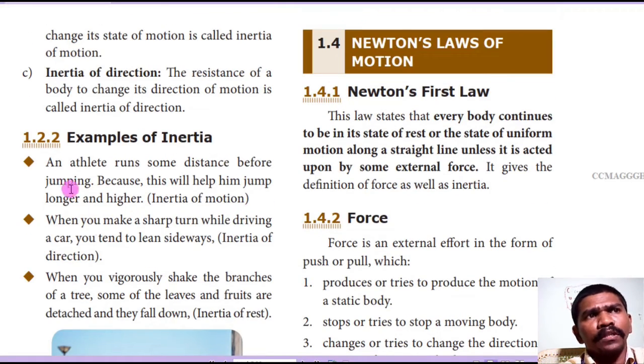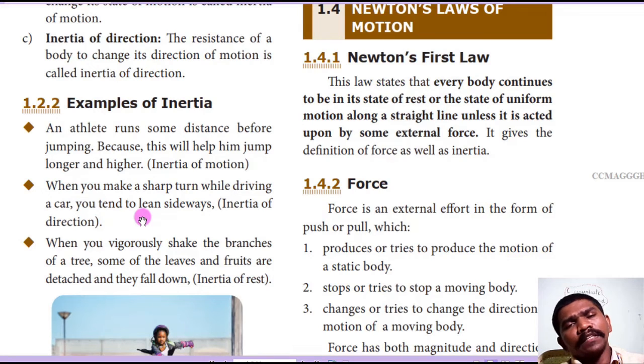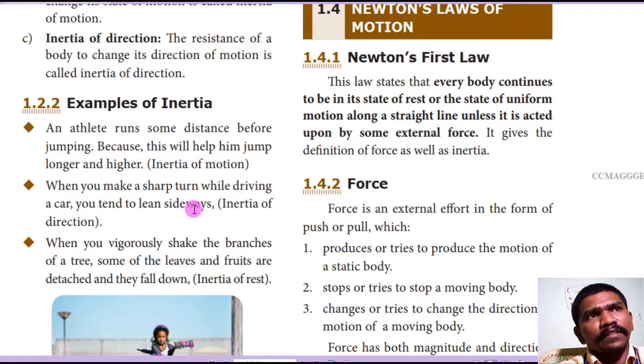Next is inertia of motion. An athlete runs some distance before jumping, because it helps to jump longer or higher. Same thing we see in the high jump, long jump and even pole vault: they move away from the ground at least a few steps or a few meters, then run fast before the jump. That is called inertia of motion. When you make a sharp turn while driving a car, you tend to lean sideways. We all experience this in hairpin bends in the mountains. When the driver takes a very sharp bend, we also lean sideways. That is inertia of direction.